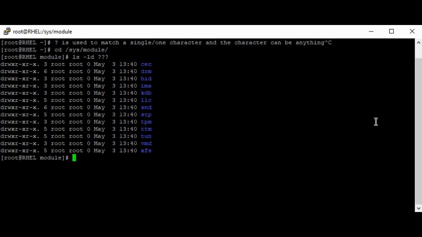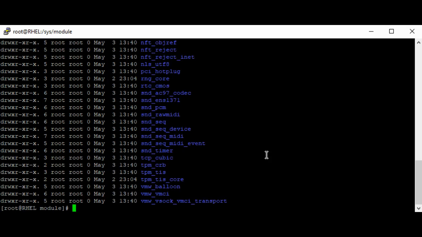To list all the directories that have three characters before an underscore, you use the same command, but this time around, one question mark for the first character, two for the second character, three for the third character, followed by an underscore and a star. In our previous class, we talked about the asterisk, which is the star wildcard. And in this case, we've been able to combine two wildcards together, the question mark and the asterisk. So you can see all the directories that have three characters before the underscore.